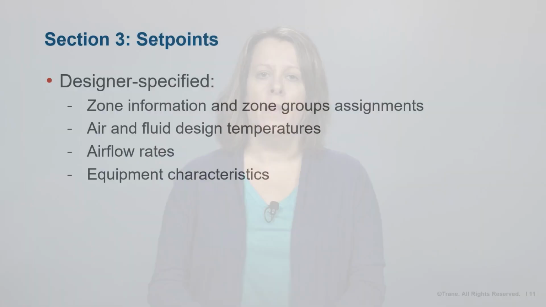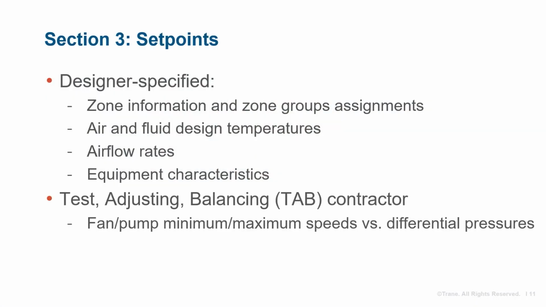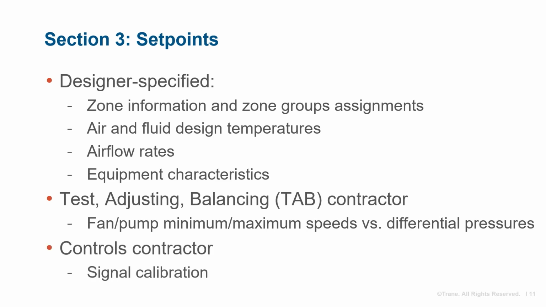Section 3 also includes set points determined by the test adjusting and balancing contractor, such as minimum and maximum fan and pump speeds, correlating to the differential set points required to achieve design flow. Finally, information provided by the controls contractor is based on the field system, such as minimum signal required to achieve adequate airflow at a VAV terminal's minimum stop. Each of these variables is defined with specific names and includes information on how to determine the proper value.